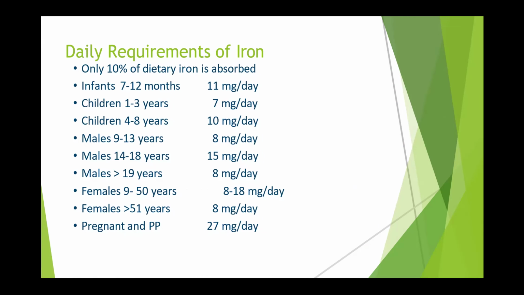So what are the daily requirements of iron? Remember, only 10% of what you take in is really absorbed. For your average healthy adult, and when I say average healthy adult, because there are lots of different subcategories here, but an average healthy childbearing age adult, if you look at the males greater than 19, about 8 milligrams a day, and females 9 to 50, 8 to 18 milligrams a day, a little bit more because of periods, right? So anywhere between 8 and 18 milligrams a day of iron. Younger males need a little bit more, like 15, right? And so do children need a little bit more because they're growing exponentially.